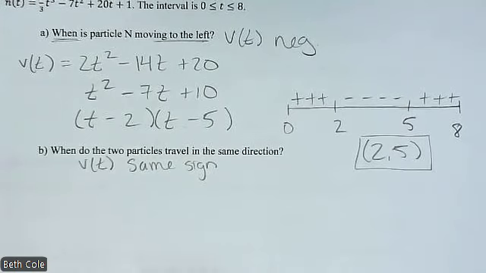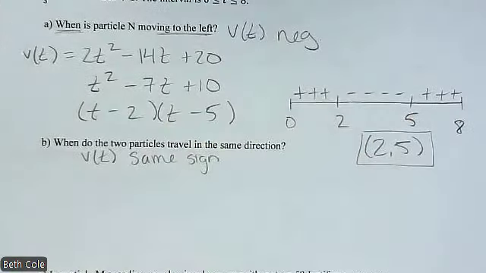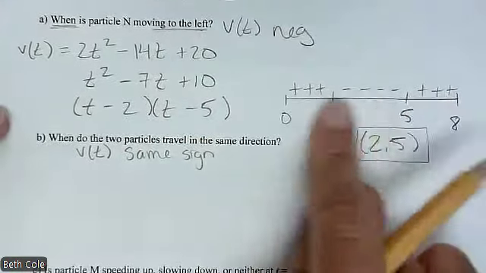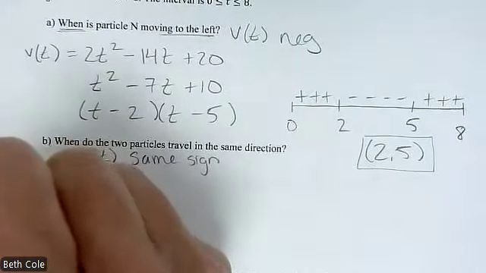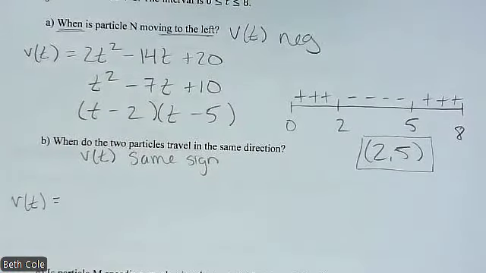So here's what we're going to do. We're going to do the exact same thing we did in part A for the other particle. We'll have our two number lines and we'll compare them and see where they're the same sign. All right, so let's get our velocity for the other one. I think this one involved trig, didn't it? Didn't have trig in it.